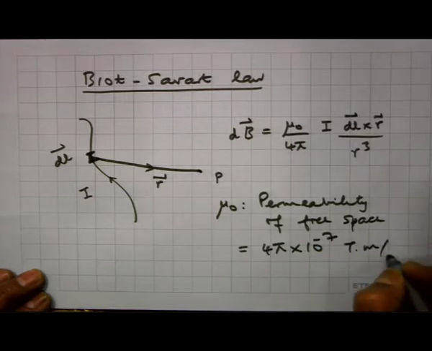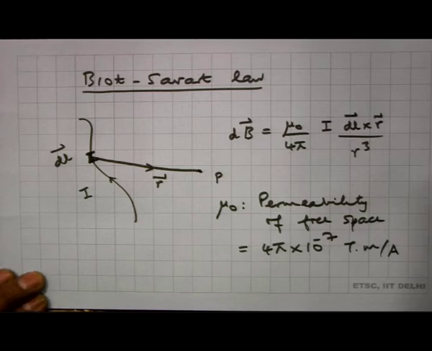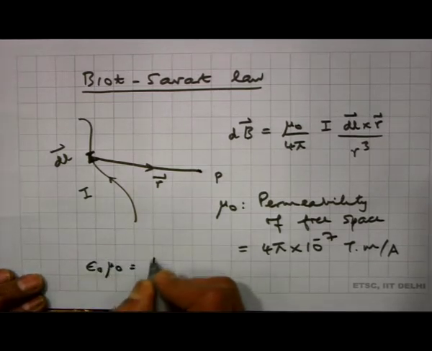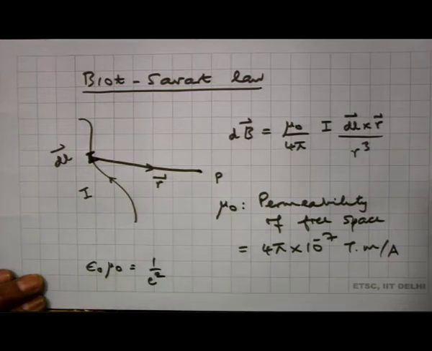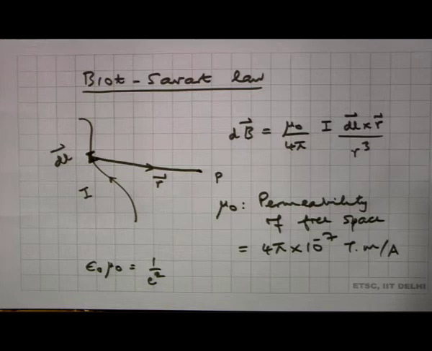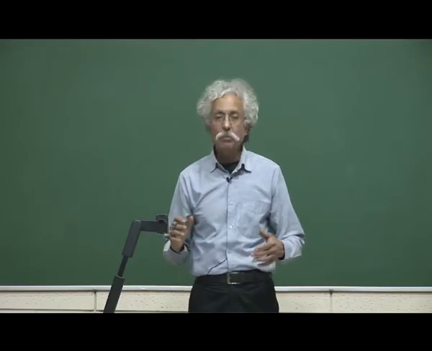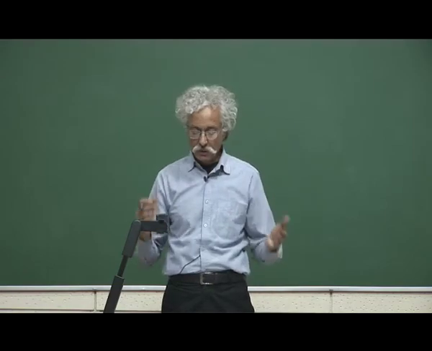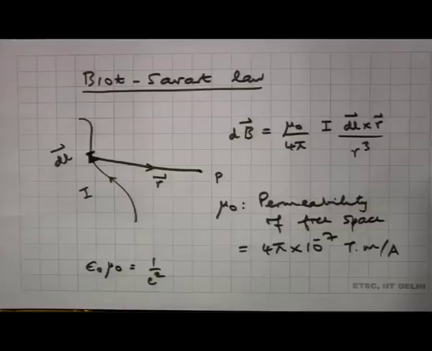Tesla meter per ampere. We have also seen that epsilon 0 mu 0 is 1 by c square, where c is the velocity of light, the speed of light in free space. So epsilon 0, the dielectric permittivity of free space, and mu 0, the magnetic permeability of free space, are related through this equation: epsilon 0 mu 0 is equal to 1 by c square.